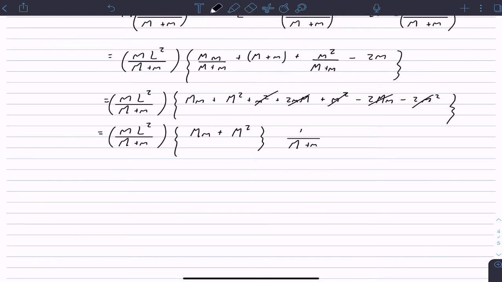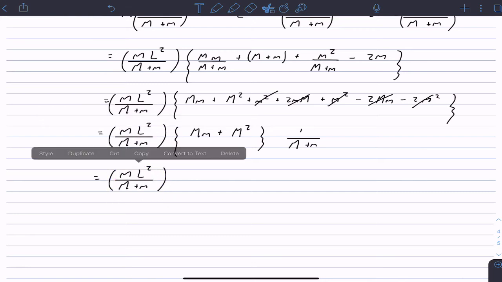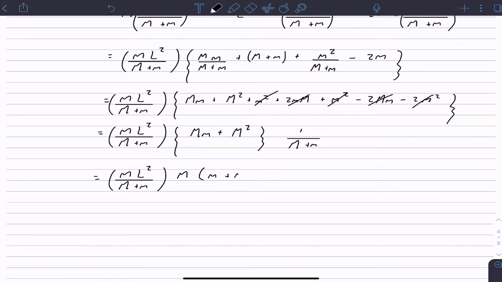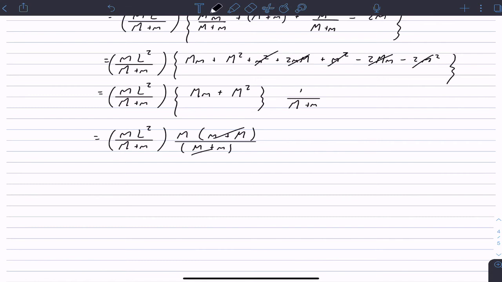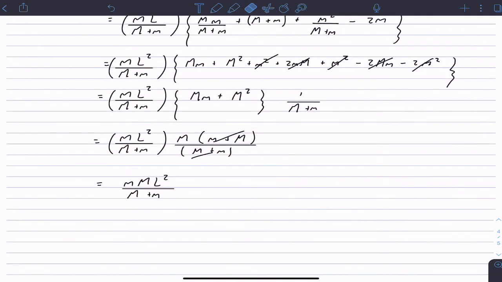Okay, so now what we're really left with is this, big M plus m over M plus m. I'm trying to make this clear. So obviously that cancels, right? And so here's what we're left with. So now we have little m, big M, L squared over big M plus little m. And that is the minimized rotational inertia.